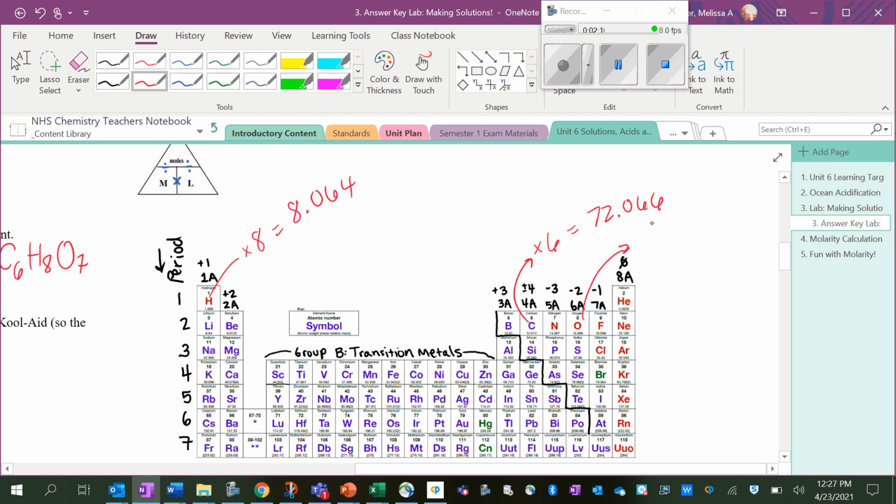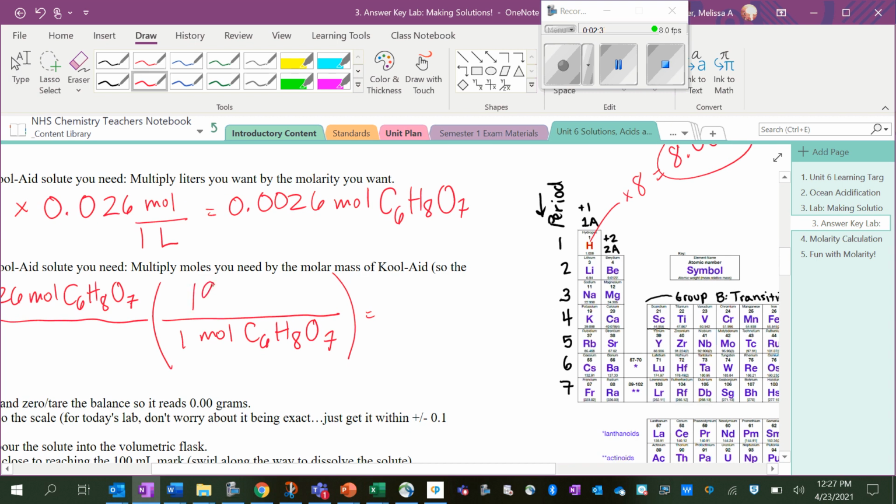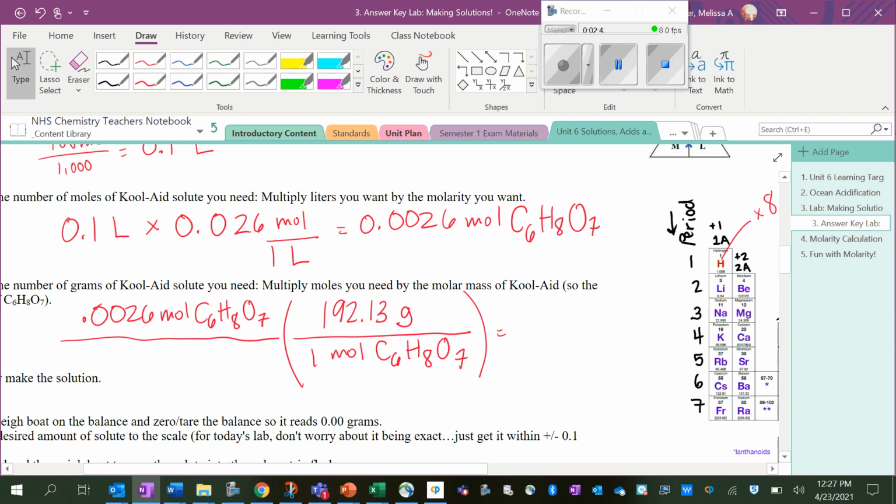And oxygens, that's times 7. 16 times 7 is 112. Now I add these circled numbers together to get my molar mass. So 112 plus 72.066 plus 8.064. Answer, 192.13 grams. So now I multiply that by 0.0026, and my answer comes out to be 0.5 grams of C6H8O7.